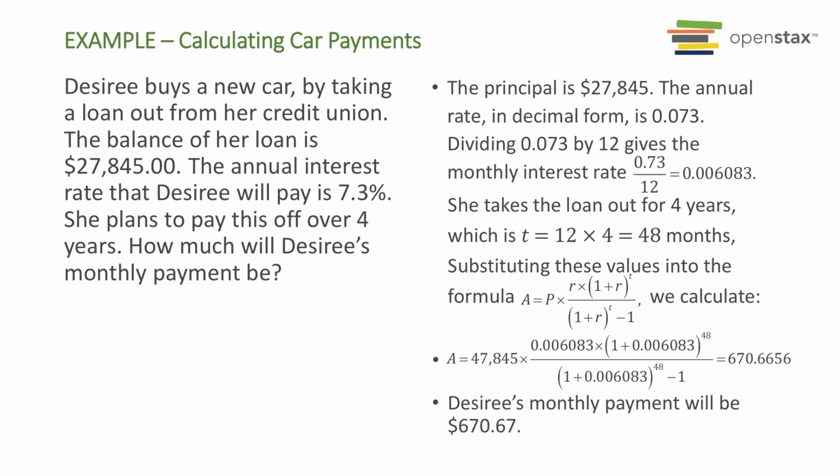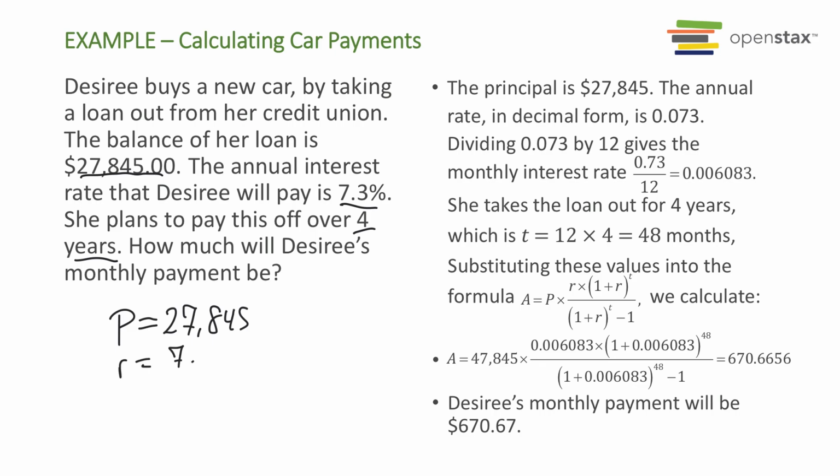So let's look at an example of that. Desiree buys a new car, taking out a loan from her credit union. The balance of her loan is $27,845. She gets a 7.3% interest, and she's going to pay over it for 4 years. How much would her monthly payment be? So I'm just going to write out, we've got P equals 27,845.